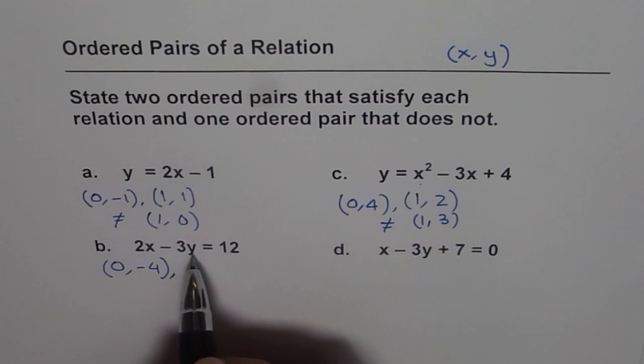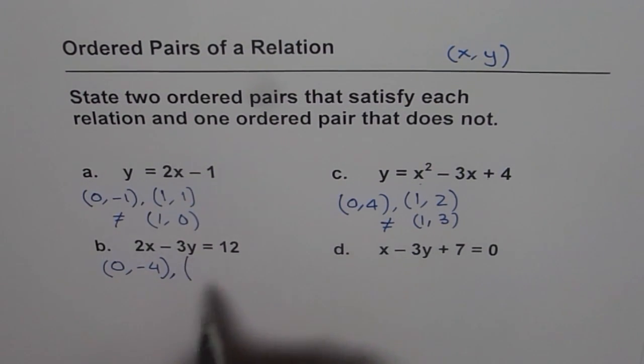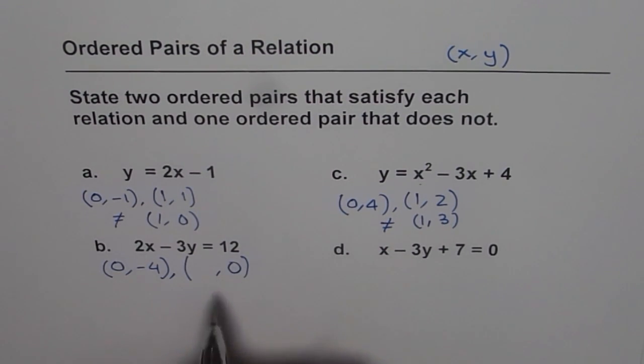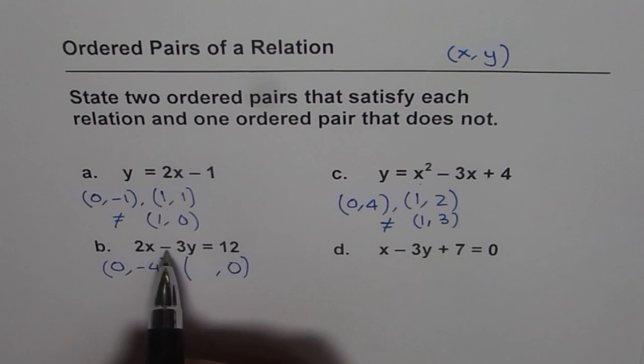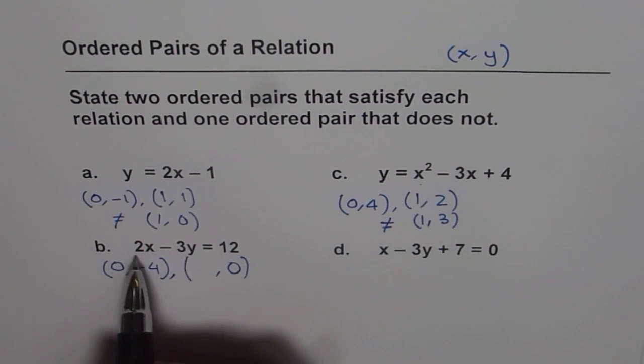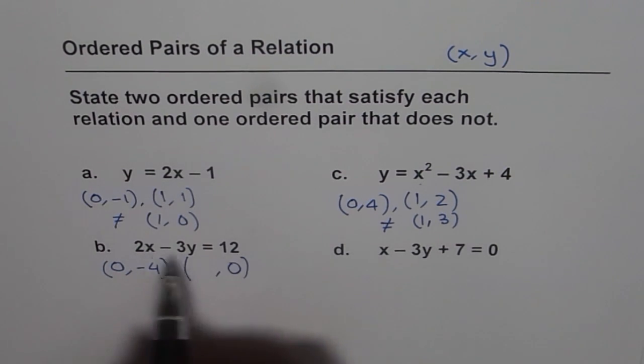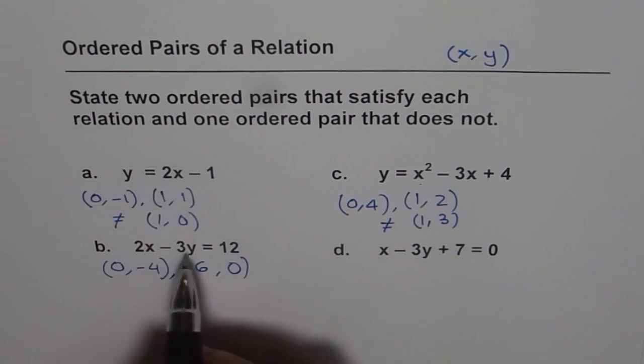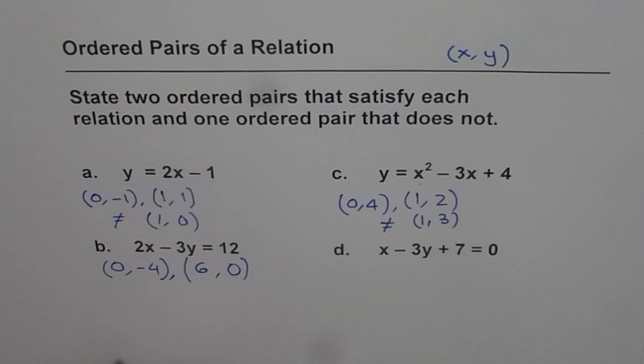I can also use y as 0. So this time, let me write y as 0. So the y position is always the second position, right? If I write y as 0, minus 3y will be 0. I get 2x equals 12. x will be 6, right? You can place these values and check if they satisfy or not, correct?